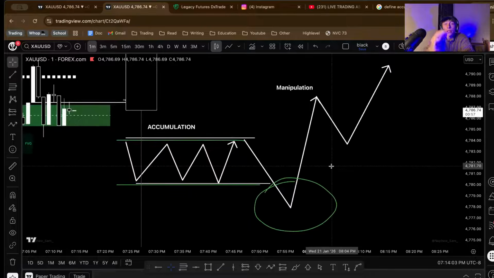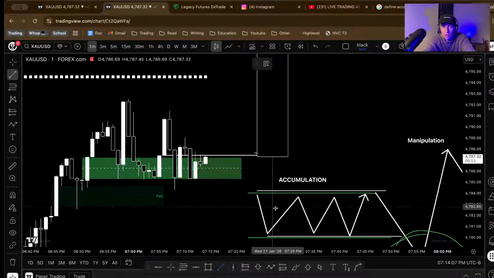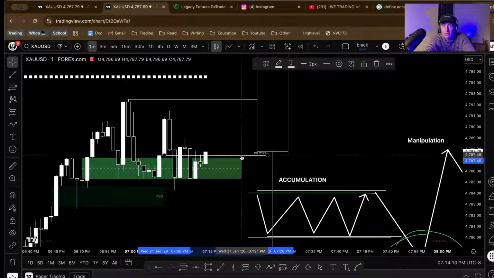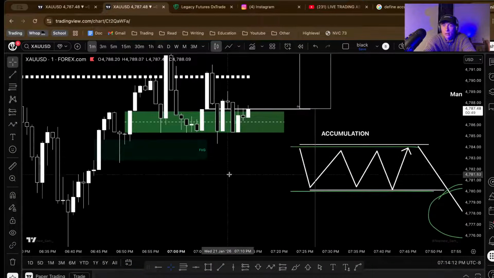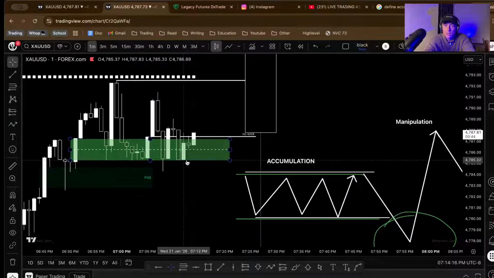Right, so what we are inside of right now, from what it seems like, is this accumulation phase. We're building up highs and lows inside of this little box area. And you can see that it's respecting this gap. All the candles are staying inside of it.